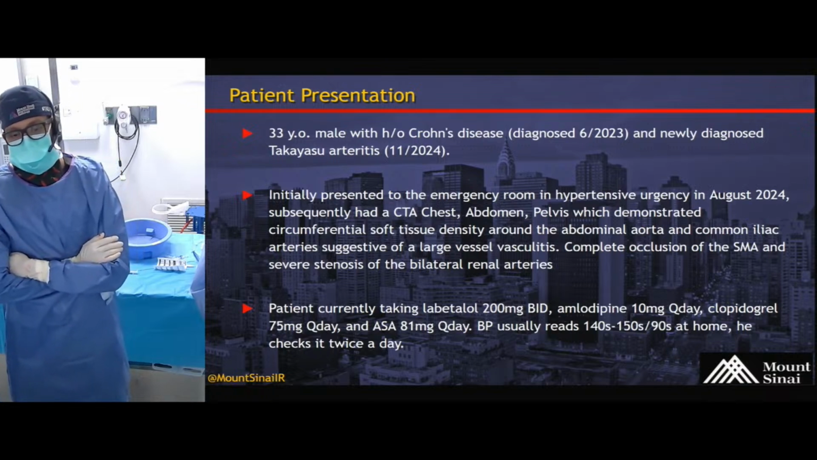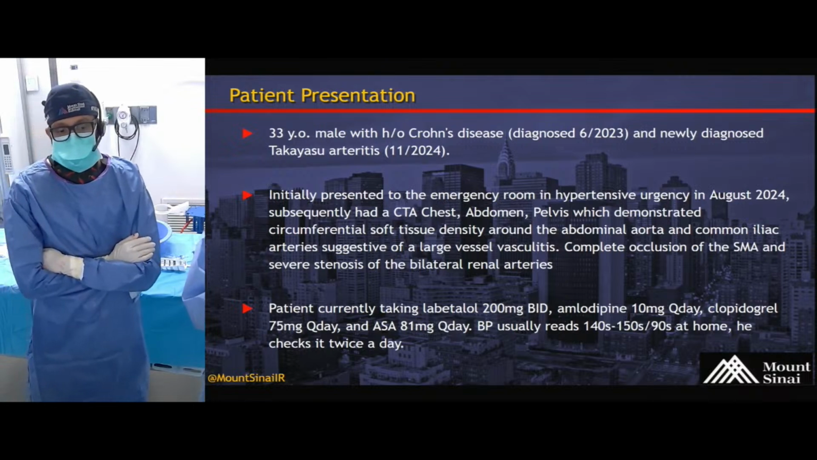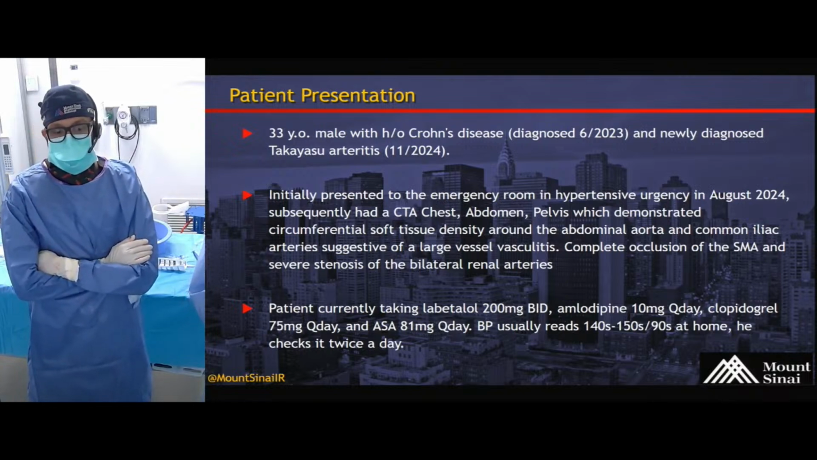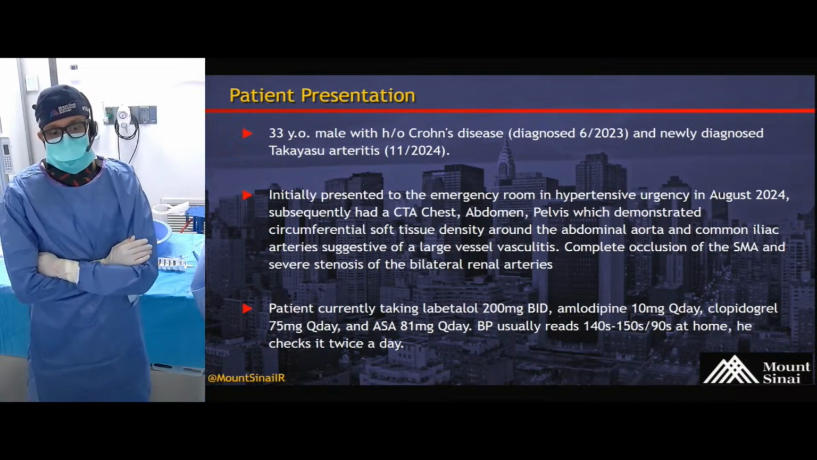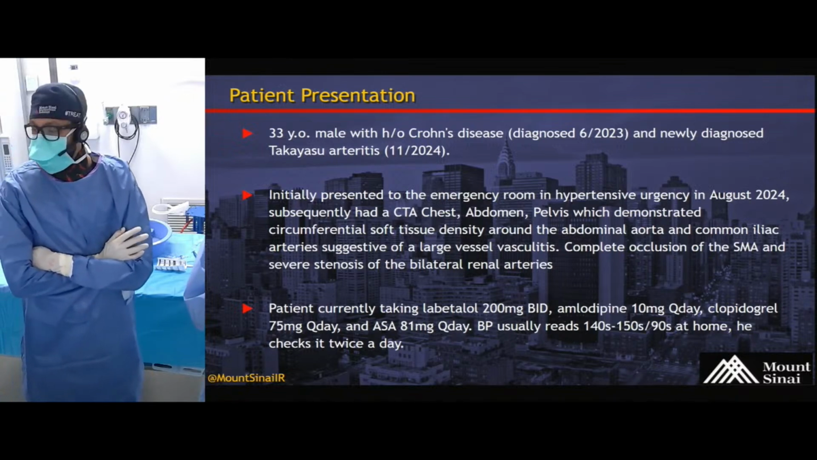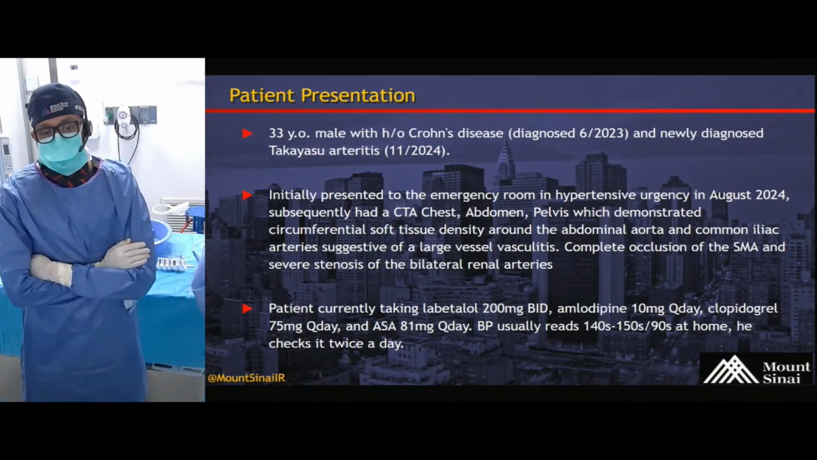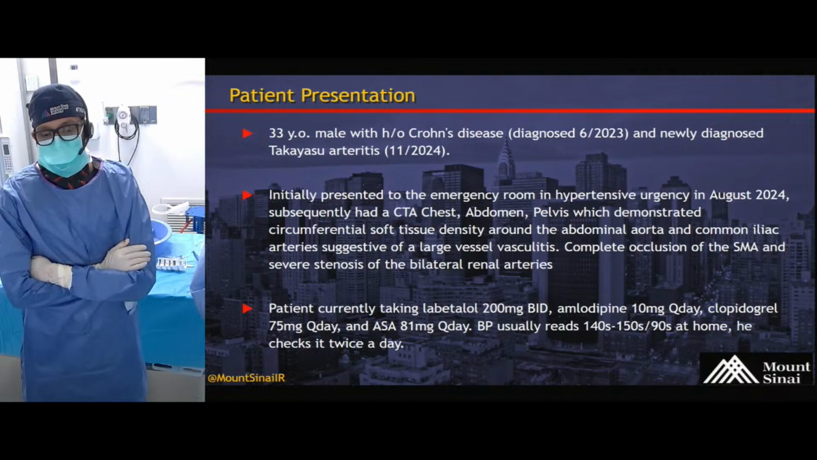bilateral renal arteries. He's being currently managed medically for his hypertension. He's taking labetalol 200 milligrams BID, amlodipine 10 milligrams daily, as well as clopidogrel 75 and aspirin 81 daily. He's actually a nurse, and he checks his own blood pressure regularly, and he reports his systolic blood pressures in the 140s to 150s at home twice a day, even on 2 antihypertensives.